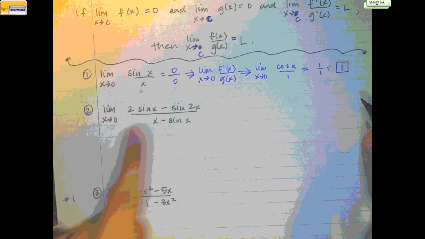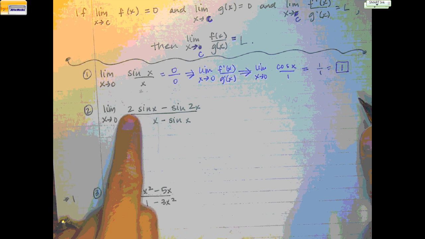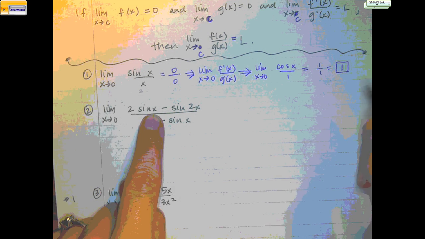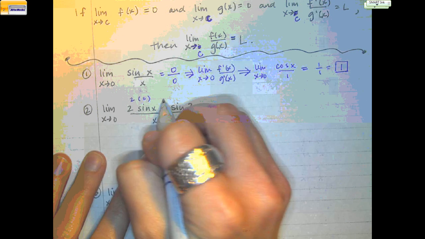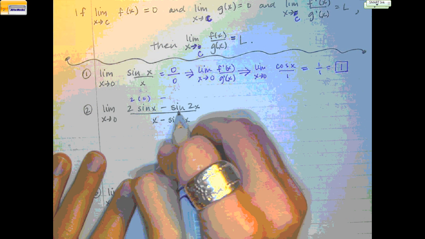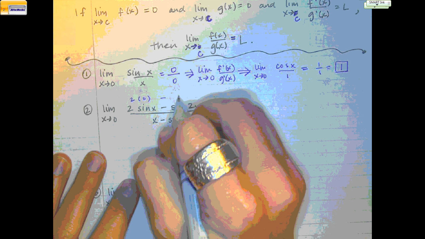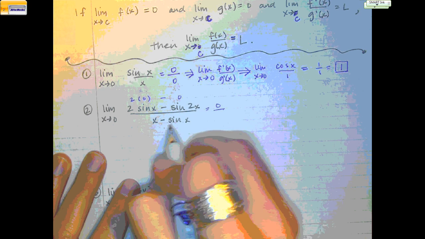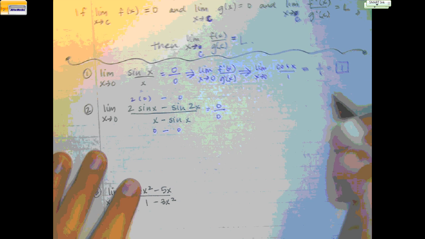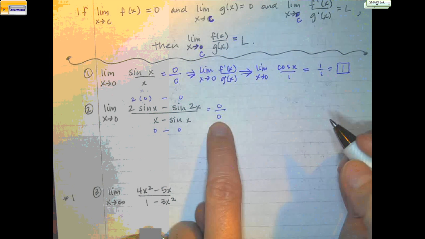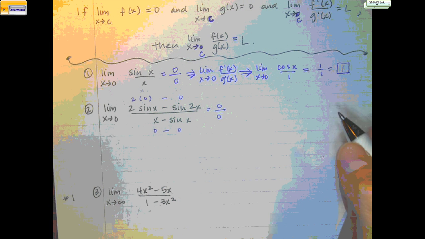Take a 0, we plug it in. What is 2 times the sine of 0? Sine of 0 is 0, right? So I really have 2 times 0 here, minus the sine of 2 times 0, so sine of 0 is 0, right? On the top, I have the 0. On the bottom, I have 0 minus the sine of 0, which is 0. Indeterminate form. My brain's going, okay, L'Hopital's, this is not a problem.